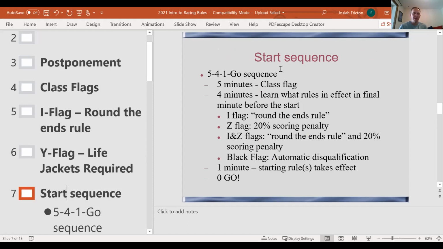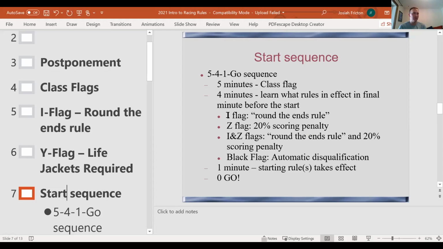So we have a 5-minute starting sequence. Now last year during COVID, or when we were more deeply into COVID, we did a 3-minute starting sequence, but this year we're going back to our regular starting sequence. You'll hear a horn at 5 minutes, and that's when our class flag goes up, either the M flag or the MC flag. At 4 minutes, that's when the actual rules go into effect. So we're technically not racing until we're 4 minutes to go, and you'll typically see an I flag.